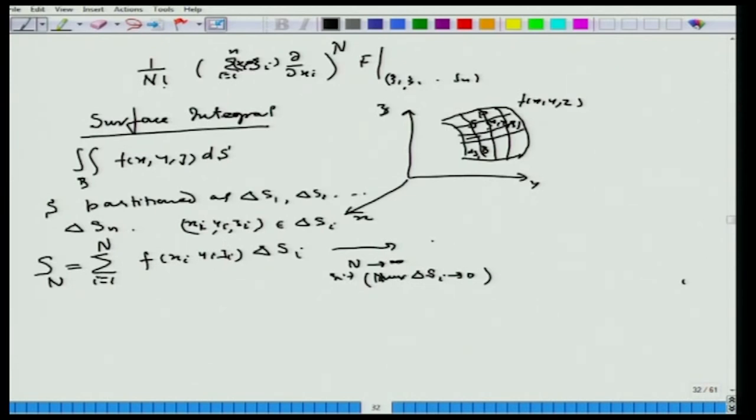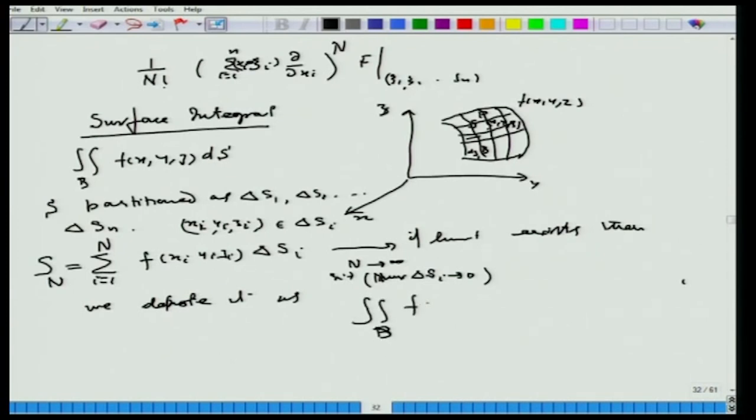And if this limit exists, then we define it, we denote it as the integral over this B of f(x, y, z) dS.